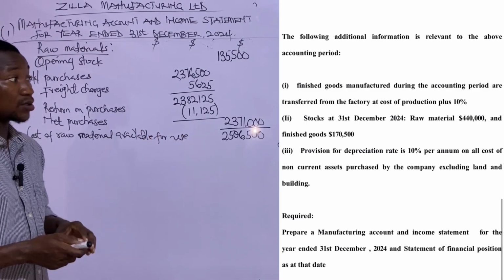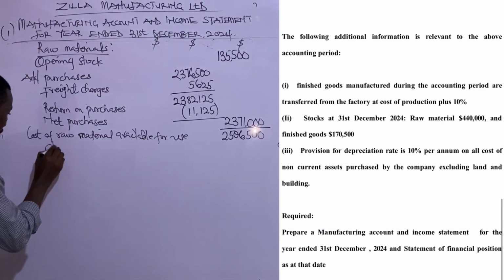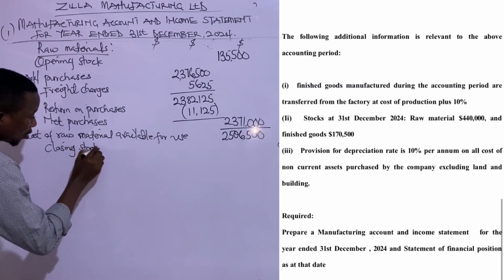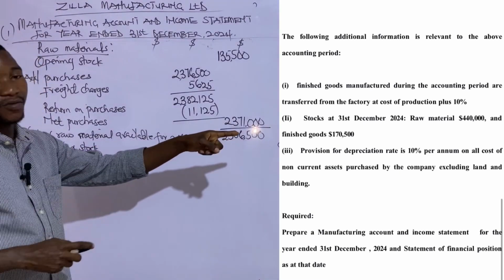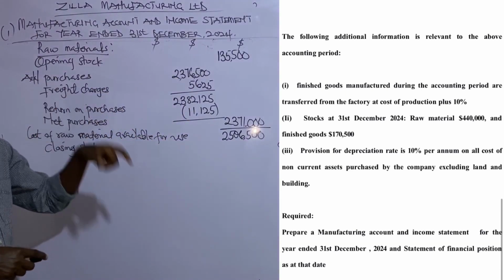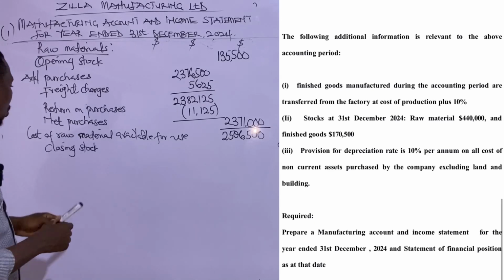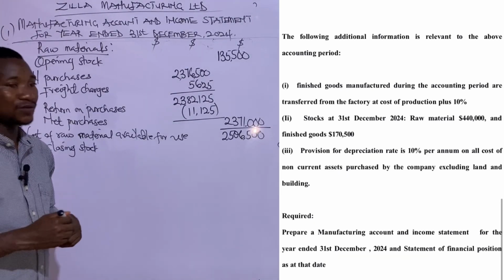Yes, there is a closing stock of raw materials from the question. So we also list closing stock or inventory of the raw materials. You can see that from the question. That is additional information. The closing stock as at 31st December 2024. Is that okay? Good. So the closing stock value from the question is $440,000.